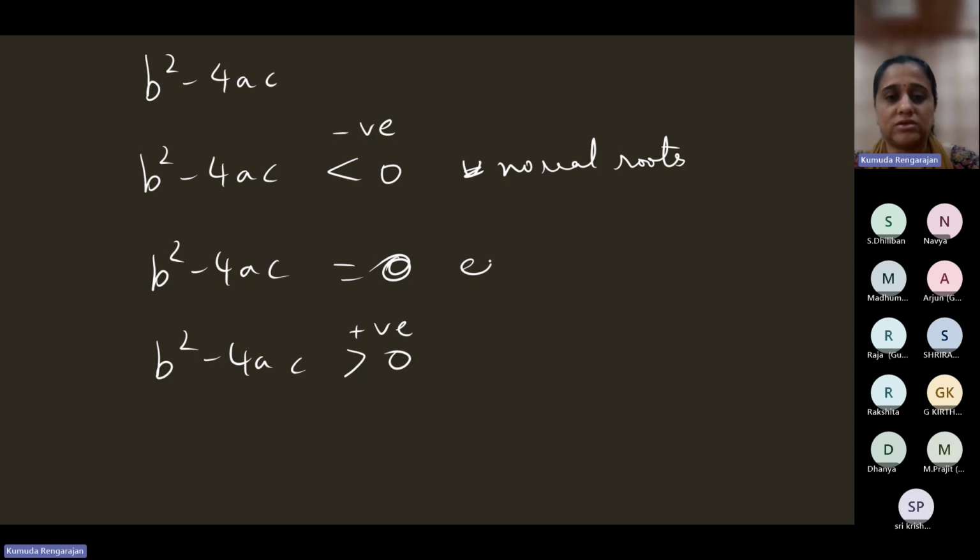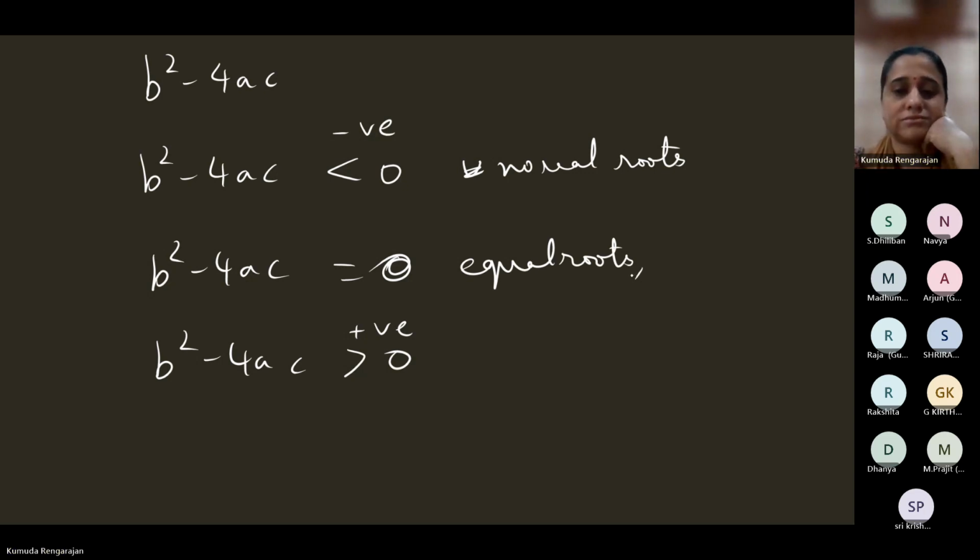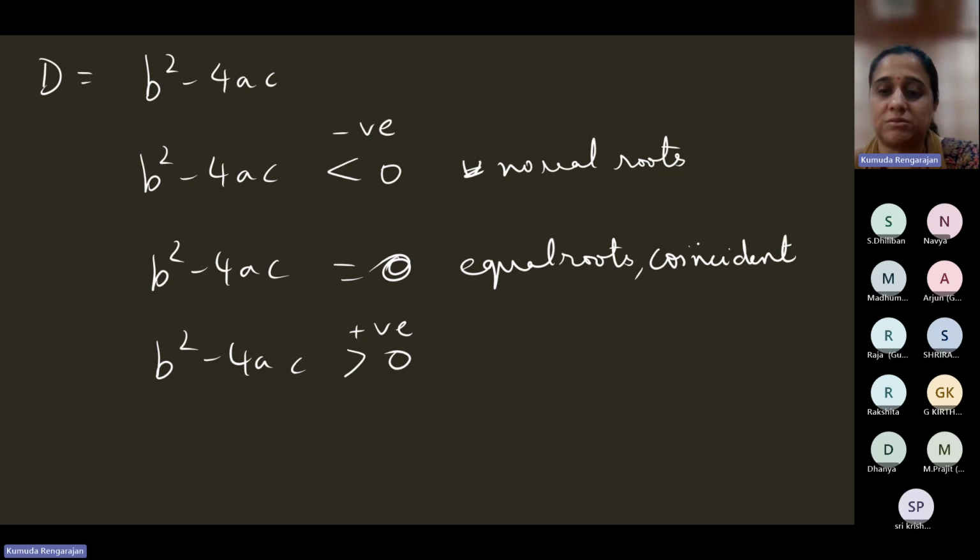Here, equal roots. What is the other term for equal roots, children? Equal roots are also called coincident roots. Coincident roots. You need to remember these terms.